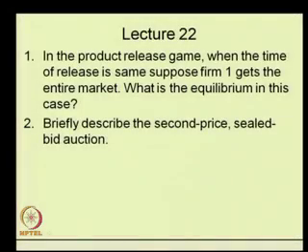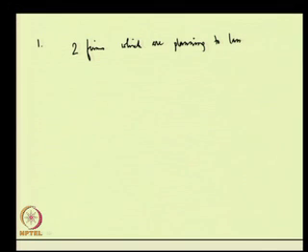In the product release game, when the time of release is same, suppose firm 1 gets the entire market, and then what is the equilibrium in this case? So, let us try to remember what was the product release game and what was the equilibrium. So, there are two firms planning to launch a product.